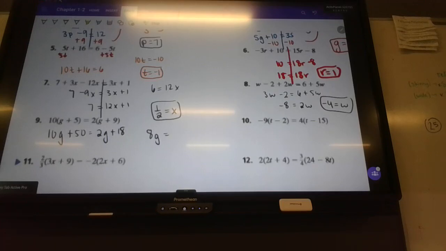I have a question. Number 7, how do you get 1/2? Yeah, I did it very quickly. So let's do, yeah, I got 7 minus 9x equals 3x plus 1. I got 7 equals 12x plus 1. Subtracted the 1, and I get 6 equals 12x, and then 1/2 equals x. There's so many other ways to do it though.